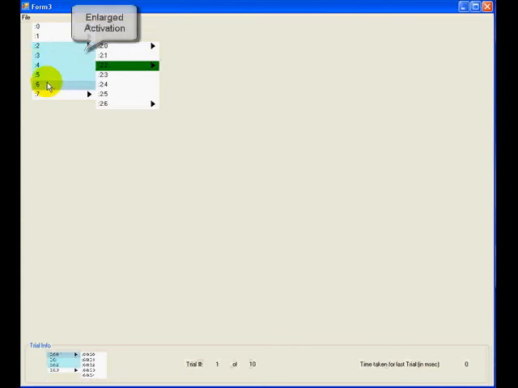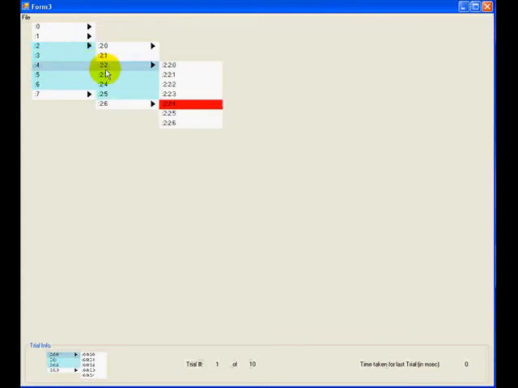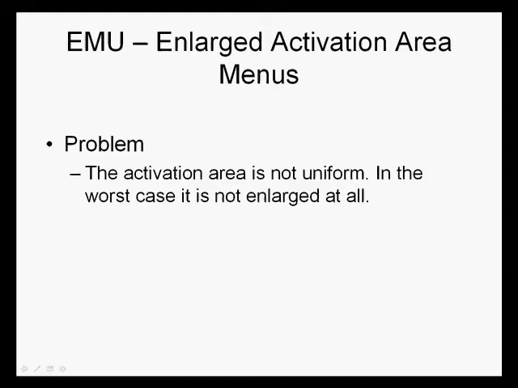There are some existing improvements to traditional menus, but they are not without their limitations. One such technique is called enlarged activation area menus. They increase the activation area. This gives the user a larger area to navigate through. One problem is that the activation area is not uniform, and in the worst case, it isn't enlarged at all.